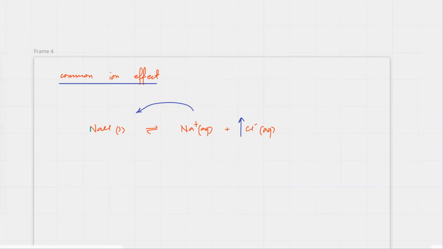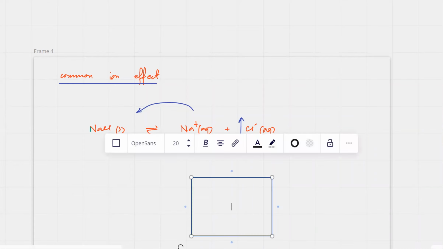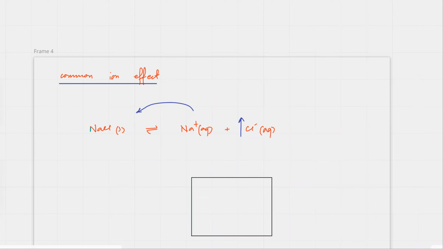right? So remember, it's an equilibrium reaction, and the equilibrium reaction can shift forward or backward depending on the concentration of the substances. So maybe your solution already had a lot of Cl ions, and you had a crystal of NaCl, and you try to dissolve it. It's not going to dissolve.